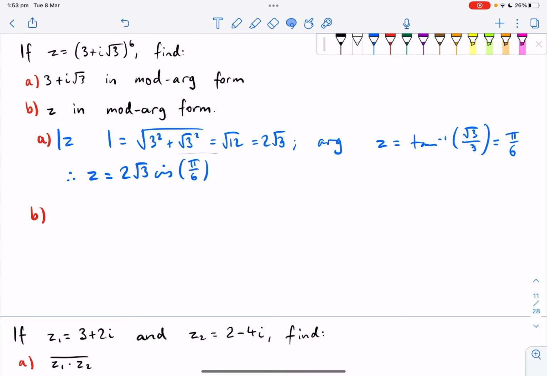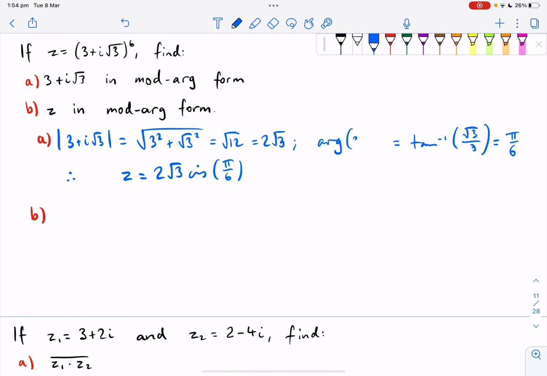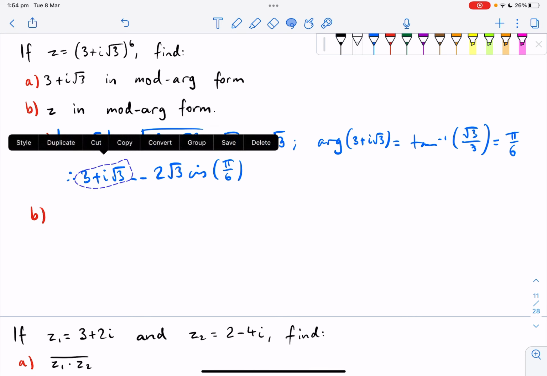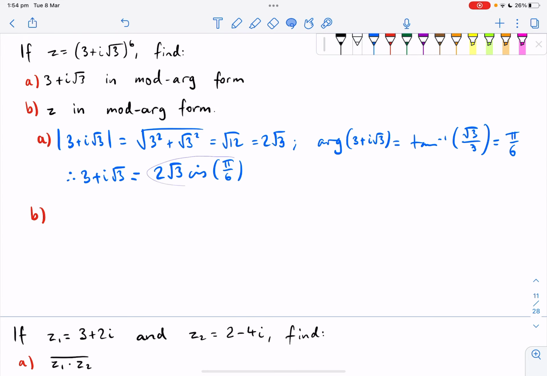And I'm going to correct that. Okay, so it's not Z, it's 3 plus i root 3. We took its mod and we found its argument. And then over here, 3 plus i root 3 equals 2 root 3 cis pi on 6. And there we have it.